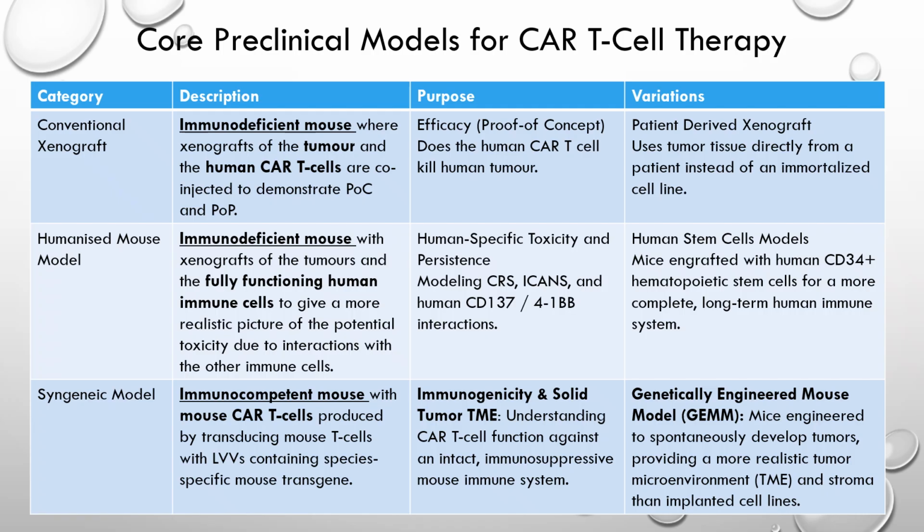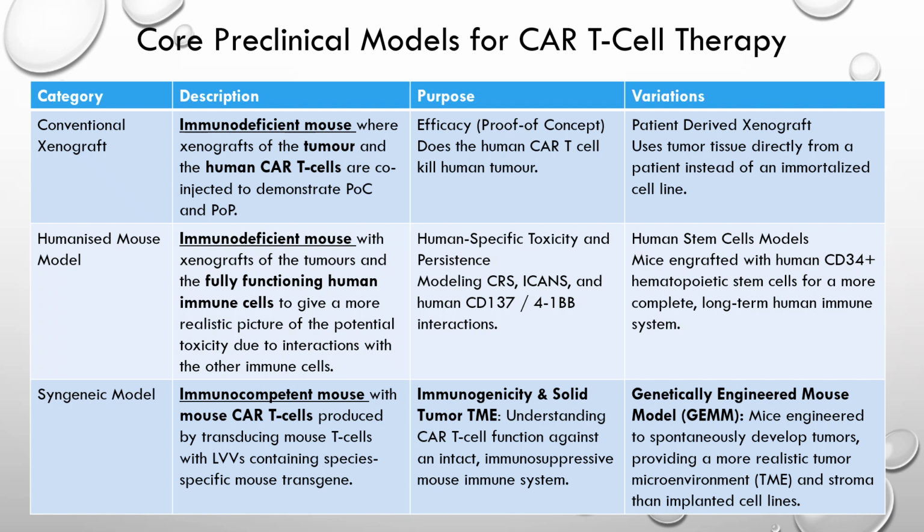So it's not related to clinical trials, but these are the studies that are required to support the clinical trials, and these are the animal models that are available to us. So the first one is where we have this immunodeficient mouse, so it could be an NSG mouse, and you have xenografts of the tumor and the human CAR T cells. They're co-injected into the mouse, and because the mouse is immunodeficient, it doesn't have its own immune system, you're not going to get that rejection. And this is just to demonstrate the proof of concept or the proof of principle.